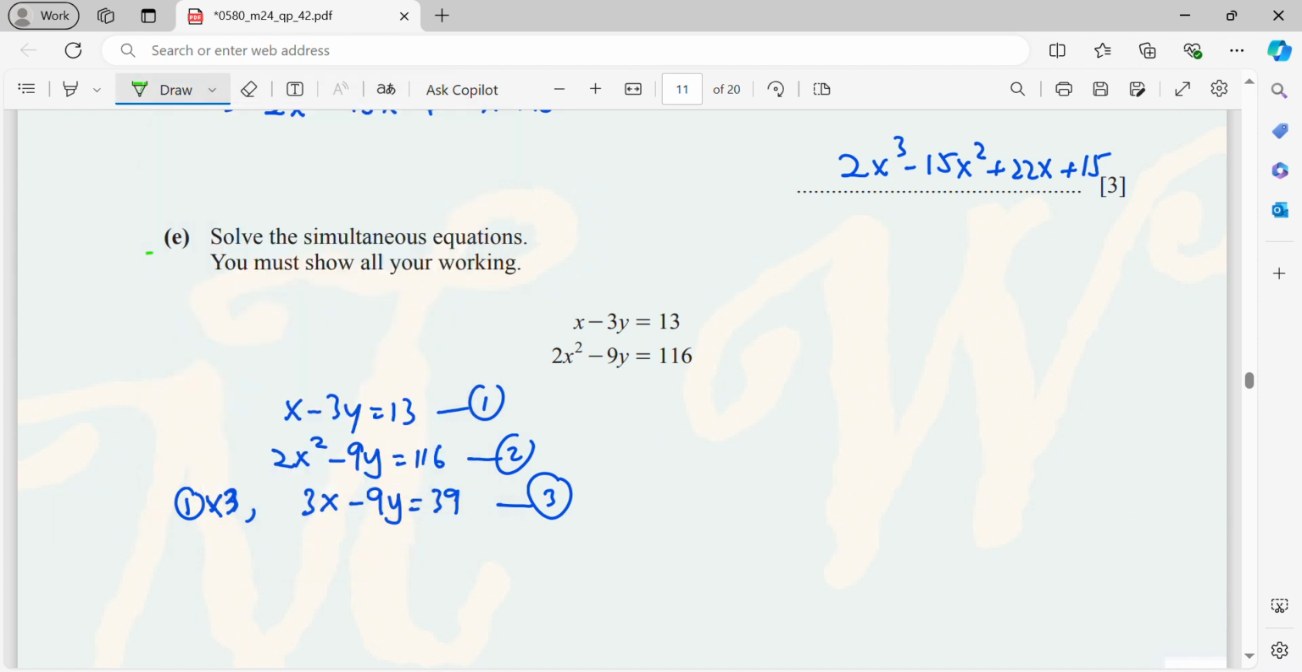So now, solve the second and third equation by eliminating the minus 9y. So since both are the same term, that means I'm going to minus. So I will be using second equation minus third equation. So for the first term, on the second equation, it will be 2x squared. First term on the third equation will be minus 3x because you minus. Right hand side, 116 minus 39, that is 77. So now here I'm getting a quadratic equation. That means the 77 will be moved to left side. That will be 2x squared minus 3x minus 77 equals to 0.